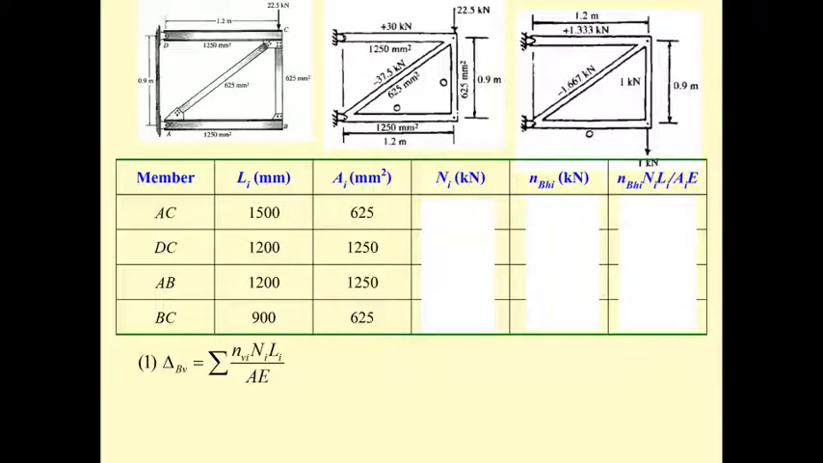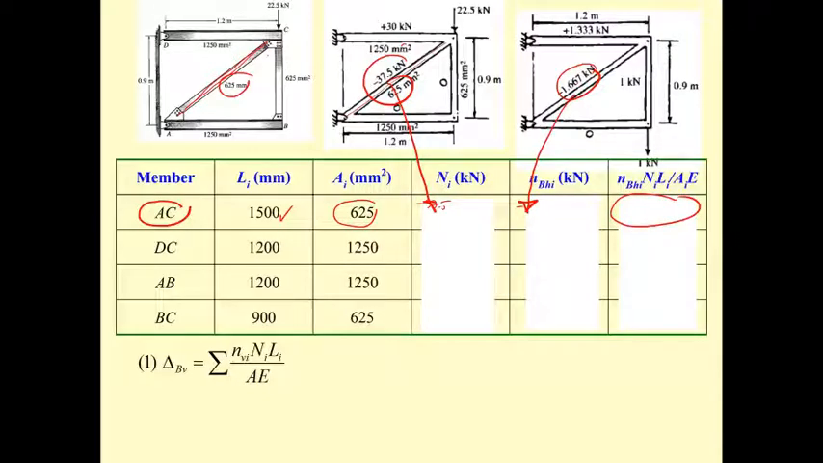Now just put the member AC. What is AC? AC is here. It has the length of 0.9, and this is 1,500. It has the area here. If you notice before, this is going to be minus 37.5, and this is going to be minus. Okay, this is going to be here, and the calculation is going to be here.